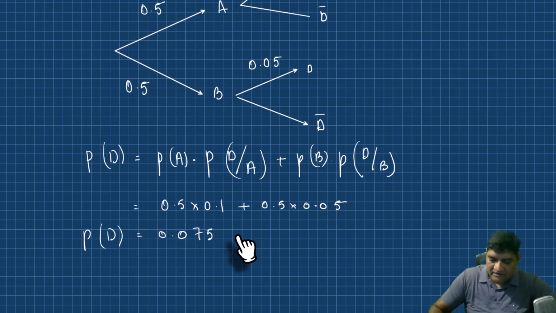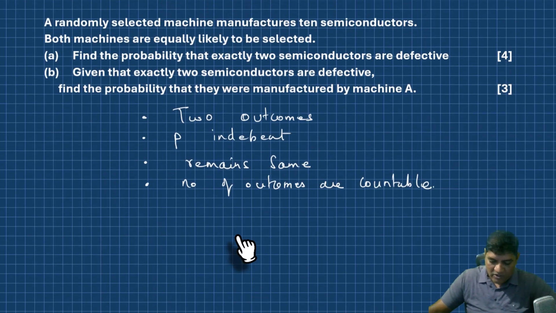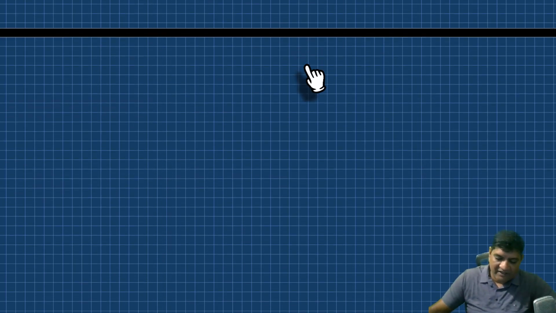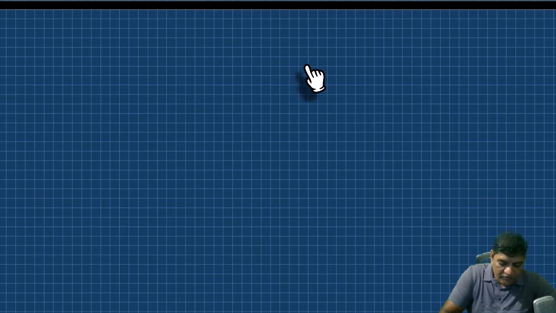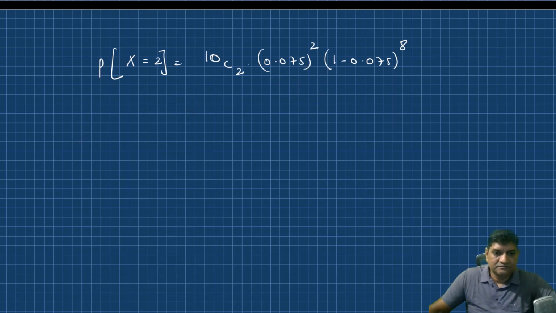Now that I have calculated the probability of one semiconductor being defective, the goal is to find the probability of 2 semiconductors being defective. So finding 2 semiconductors defective out of 10, that's what I'm trying to calculate. So I'm going to say the probability of the random variable X being equal to 2 is simply 10C2 times defective, which is 0.075 raised to the power of 2, and non-defective, which is (1 minus 0.075) raised to the power of 8. I'm going to quickly calculate this.